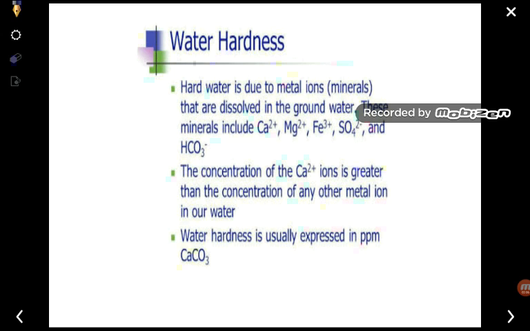Normally in hardness, the concentration of calcium ions is greater than the concentration of any other metal ions in our water. So we say the water is hard because the concentration of calcium ions is more than that of the other metal ions. And water hardness is usually expressed as calcium carbonate in ppm. So this is water hardness. What do we mean by hardness? Hardness is nothing but the presence of certain metal ions of calcium, magnesium, iron, sulfate and carbonate.